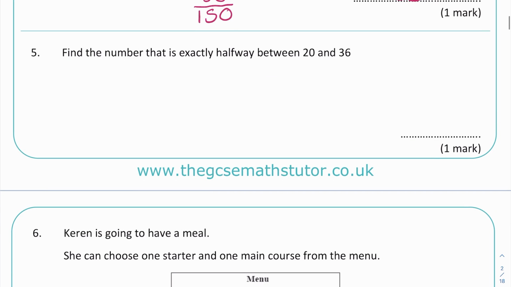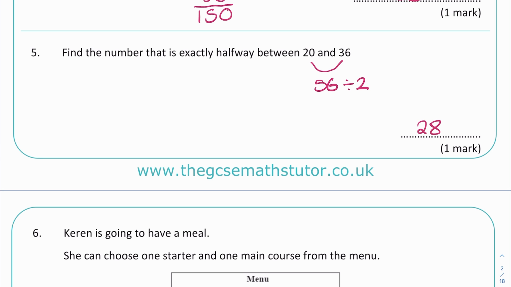Find the number that is exactly halfway between 20 and 36. There's a couple of ways that you could do this. As we have a calculator, I like the method of adding them both together, which would give us 56, and then dividing that by 2. So 56, when you add them together, divided by 2, gives us 28. So 28 is in the middle of 20 and 36. And that makes sense because 28 is 8 away from 20, and 8 away from 36.